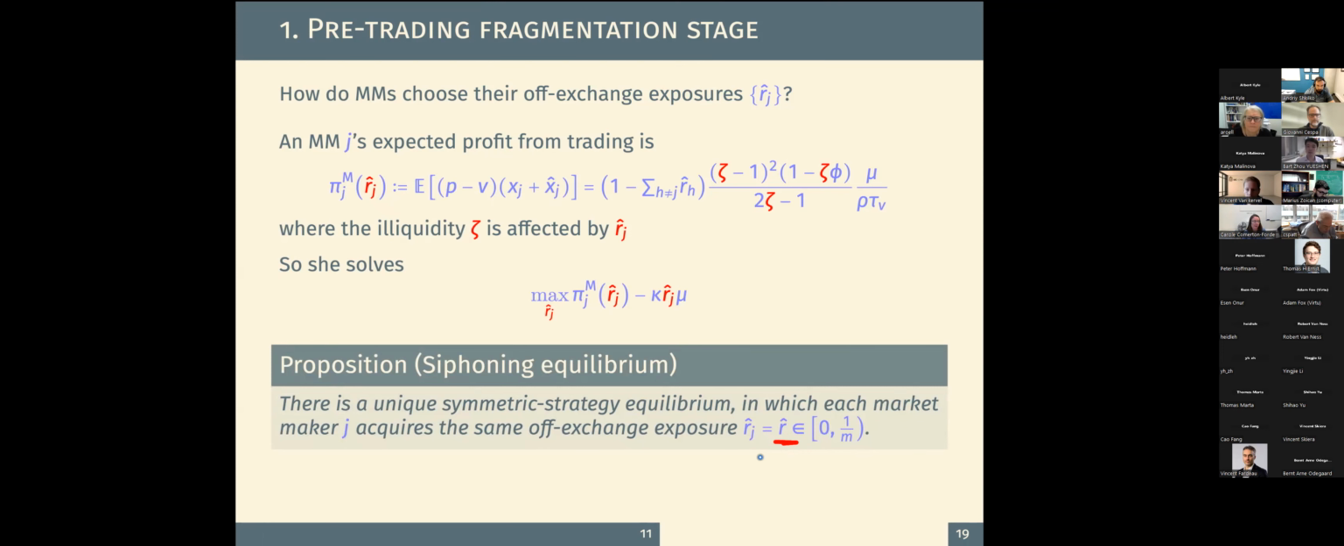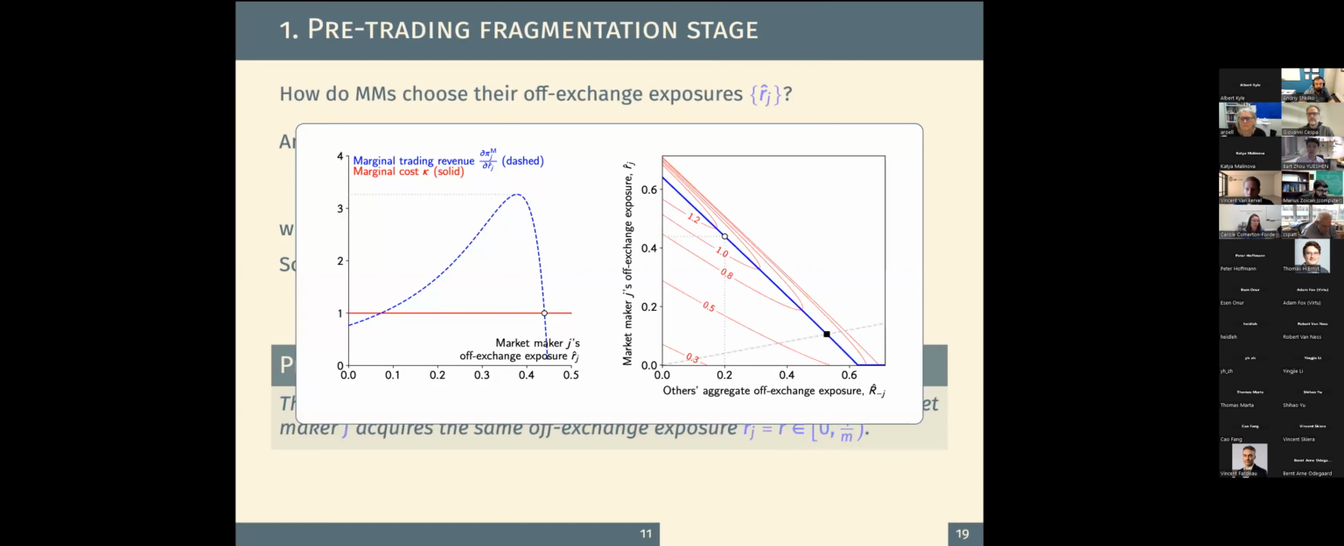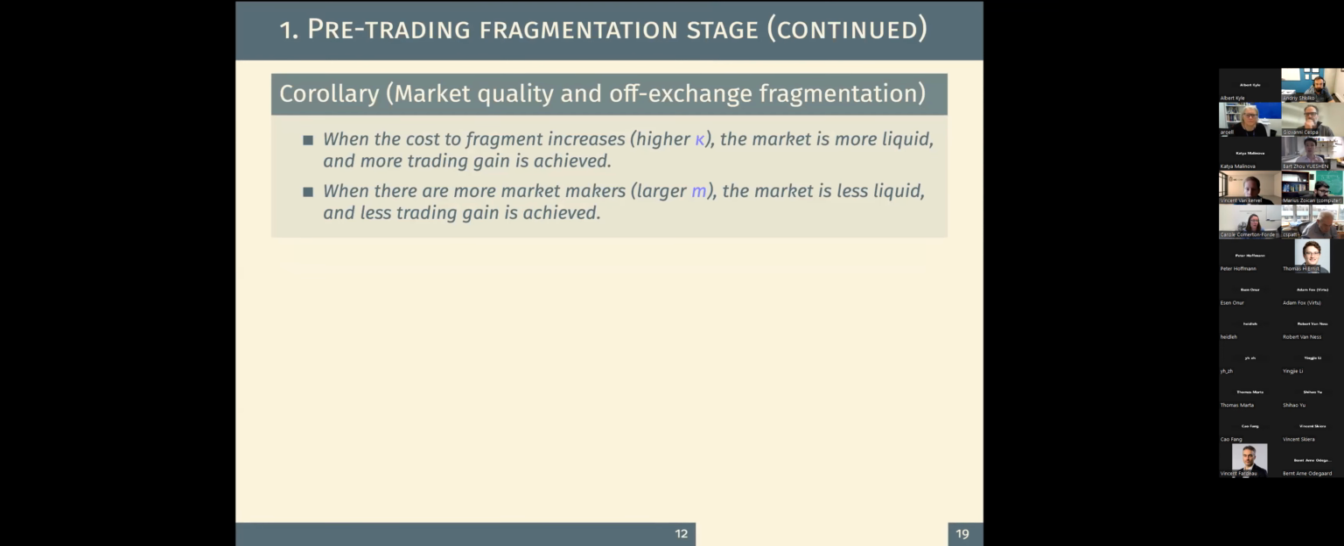What we have done so far is we say all these market makers can acquire orders off exchange. And if they really do, here is a symmetric strategy equilibrium. Okay, and that's what we found. Here are some details of how to find that equilibrium, but I'm skipping those. Under that symmetric strategy equilibrium, here are some interesting results.